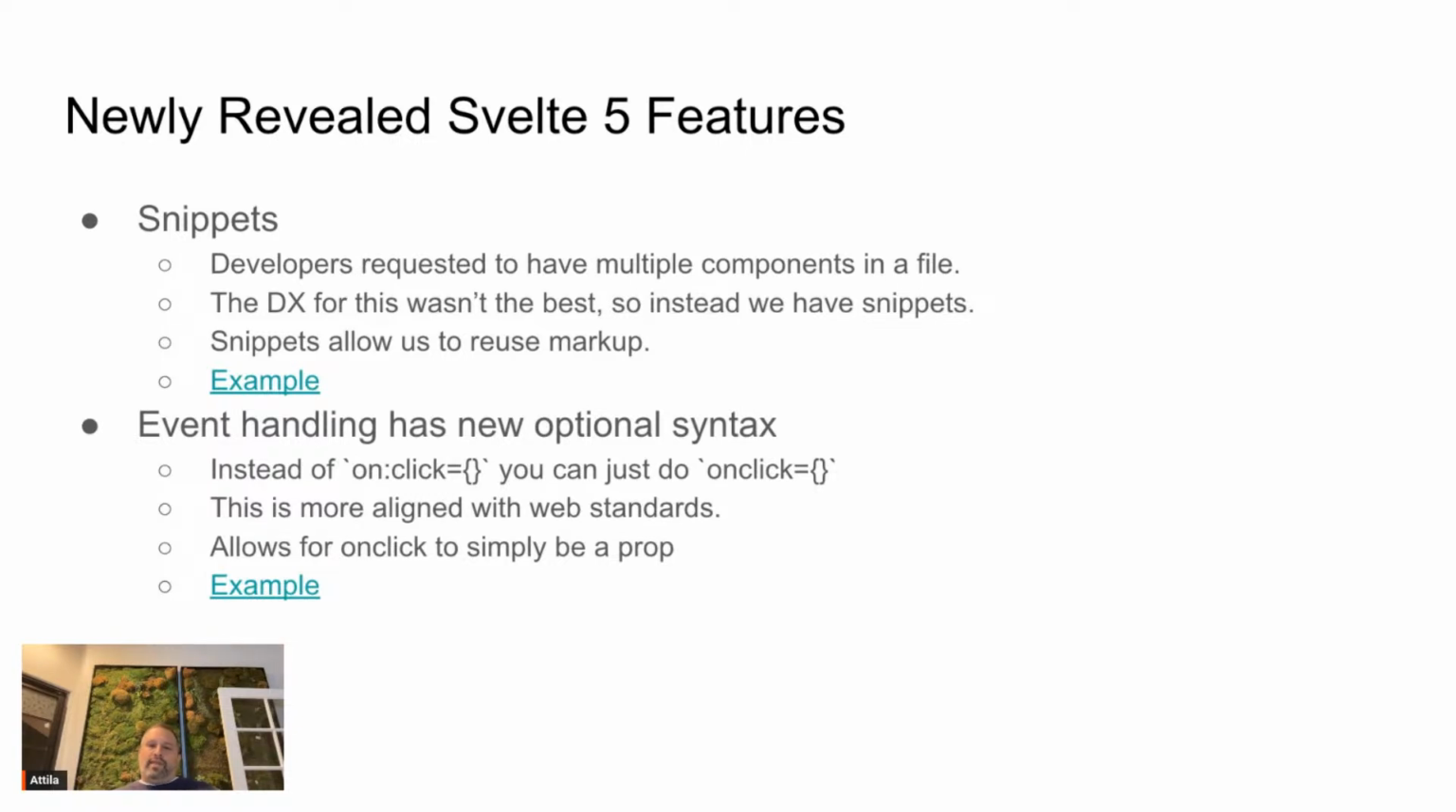One thing that developers have requested is that Svelte has a restriction of one component per file. Some developers wanted to have multiple components per file. So the Svelte team actually went ahead, not in the live version of Svelte, but in a developer version, and built that feature, and they didn't think it had a very good developer experience. So instead, they came up with more of a compromise, known as snippets. I'll show a code example in a second, but essentially snippets allow you to reuse markup without having to create a brand new component.